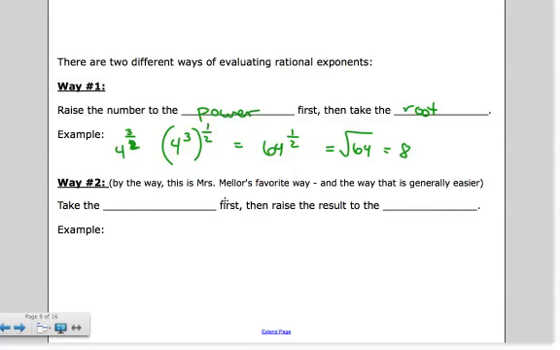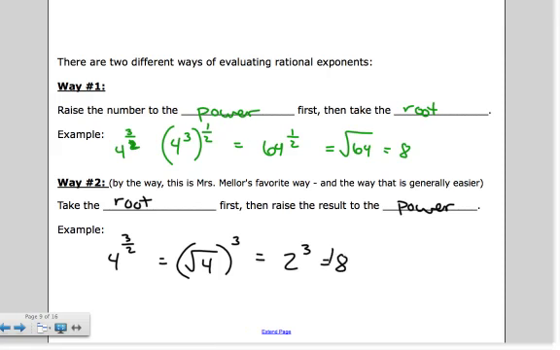My favorite way is usually easier. If you take the root first, then raise the result to the power, you get smaller before you get bigger, and it's easier to take. So for example, if I have 4 to the 3/2, I'm going to take the root first. So I'm going to take the square root of 4 first, and then cube it. Well, the square root of 4 is 2, and 2 cubed is 8. Ta-da! I like this way a lot better. As you can see, it's much easier to cube 2 than to cube 4. So I like cubing smaller numbers. It's easier for me to do in my head.